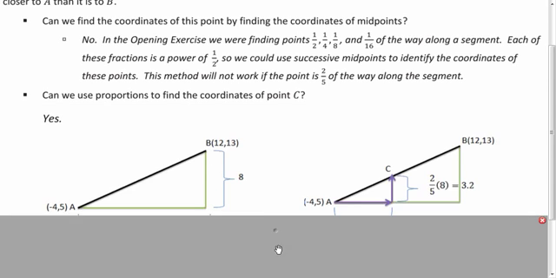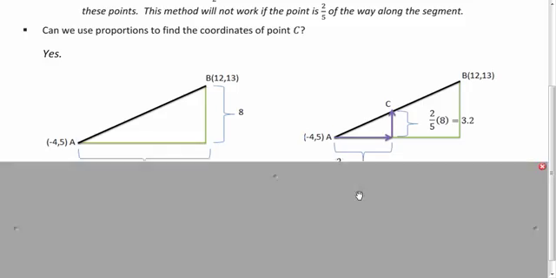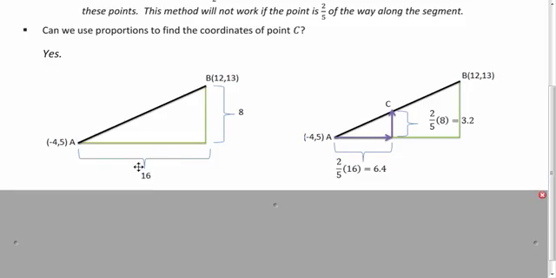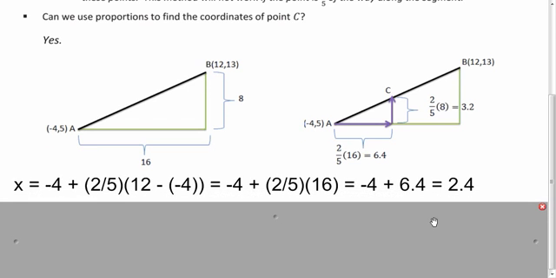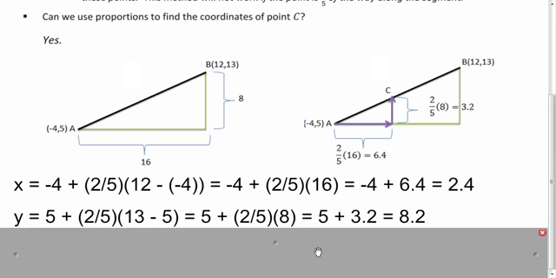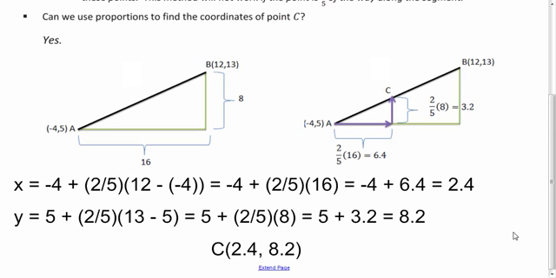And so if we look at a graph here, we already found that we had 8 and 16 here, but now we want to look at 2/5 of these distances. And so if we use our formulas, we end up with 2.4. That's just what we do if we add -4 and 6.4. And for y, we get 8.2, which is what we get if we add 5 and 3.2. So our point will be 2.4, 8.2.